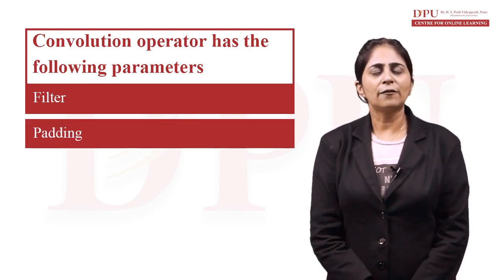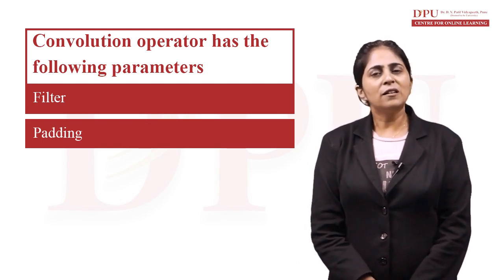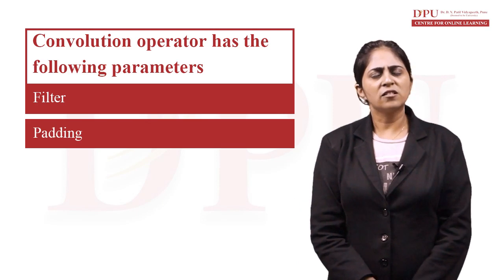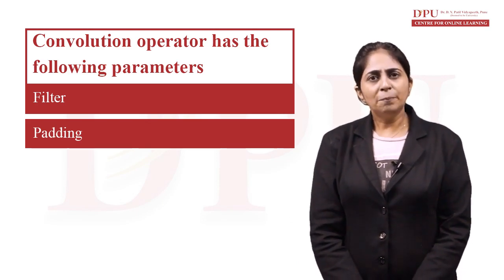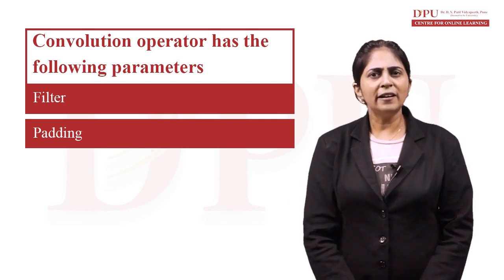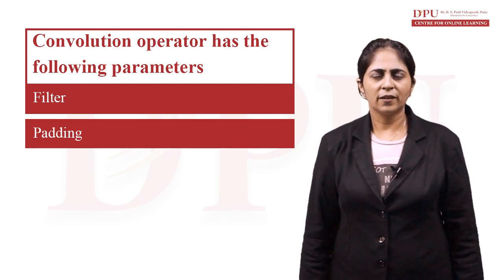The second thing that we do here is padding. If we want to keep the resultant image size the same, we can use padding. We pad the input in every direction with zeros before applying the filter.